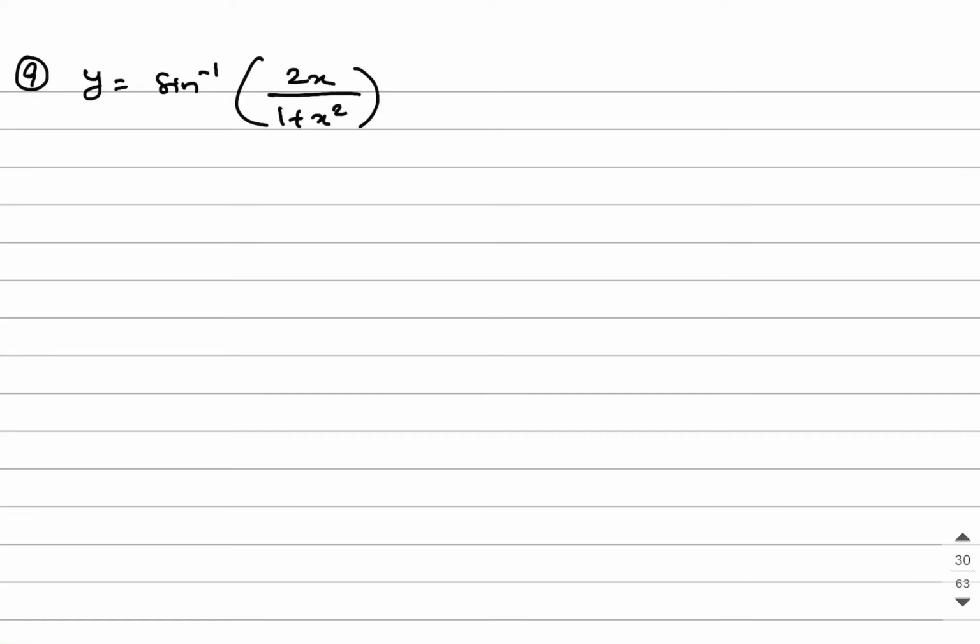Now let's look at the ninth problem. y is equal to sine inverse of 2x divided by 1 plus x square. We need to find dy by dx. So if you observe the right hand side, it is of the form 2 tan theta divided by 1 plus tan square theta. So 2 tan theta by 1 plus tan square theta, we know it is sine 2 theta.